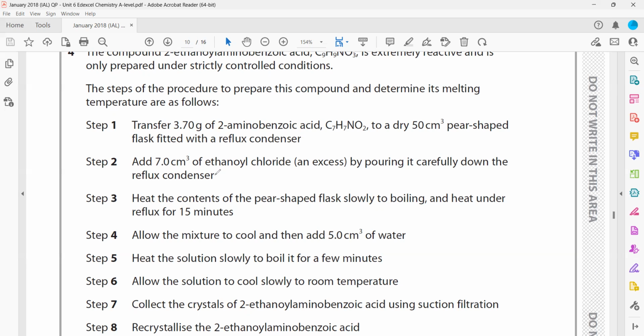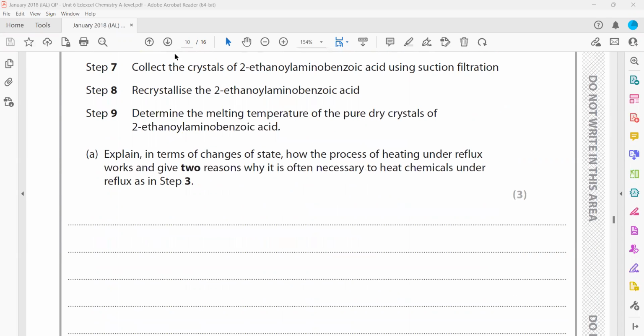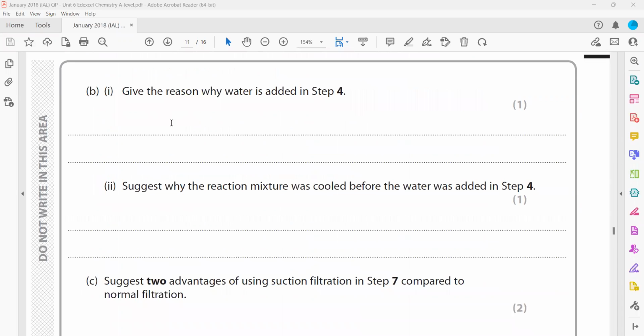Like here, 7 cm cubed of ethanoyl chloride was there in excess. So how do we remove it? We add water, because ethanoyl chloride can react with water and will form an acid, and misty fumes of HCl will be there. As a result, the unreacted ethanoyl chloride will be removed. So the main purpose of step 4 is to remove unreacted ethanoyl chloride.